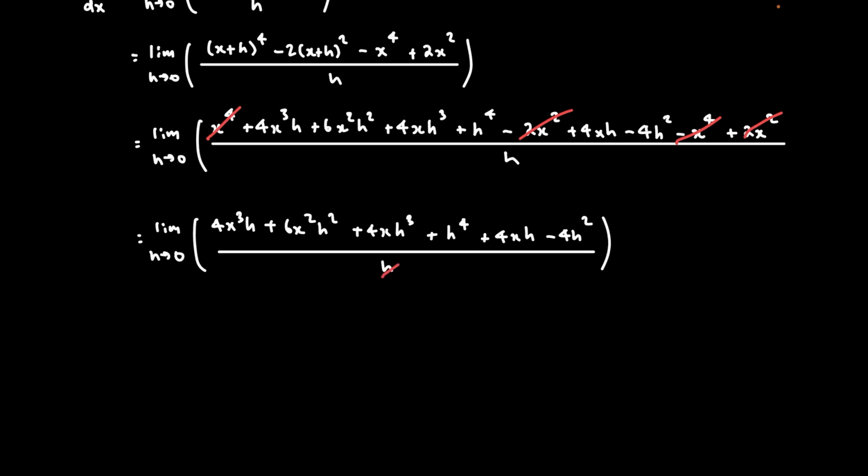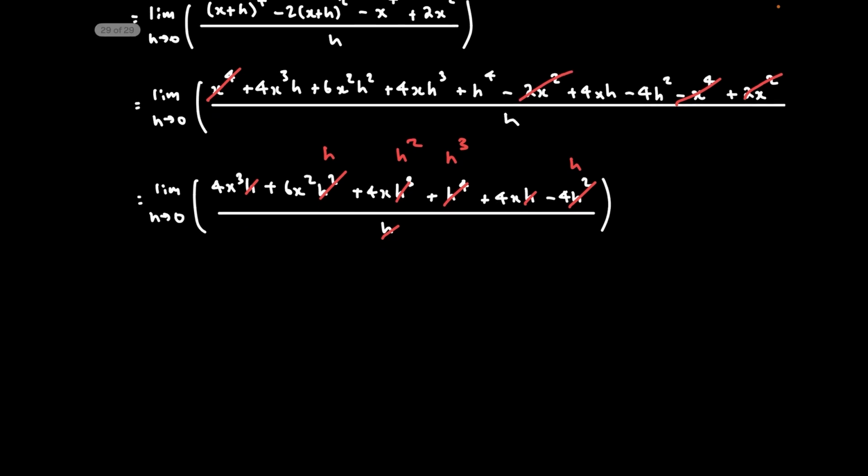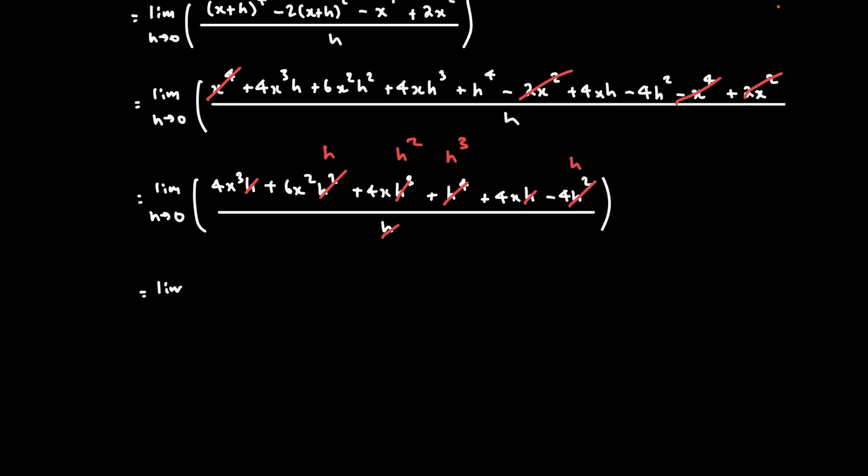We can see that the h cancels with the h here and the h here. It cancels with the h squared to give us h, cancels with the h squared to give us h, cancels with the h cubed to give us h squared, and cancels with the h to the power of 4 to give us h cubed. So what we actually have left as our final equation is the limit as h approaches 0 for 4x cubed plus 6x squared h plus 4xh squared plus h cubed plus 4x take h.